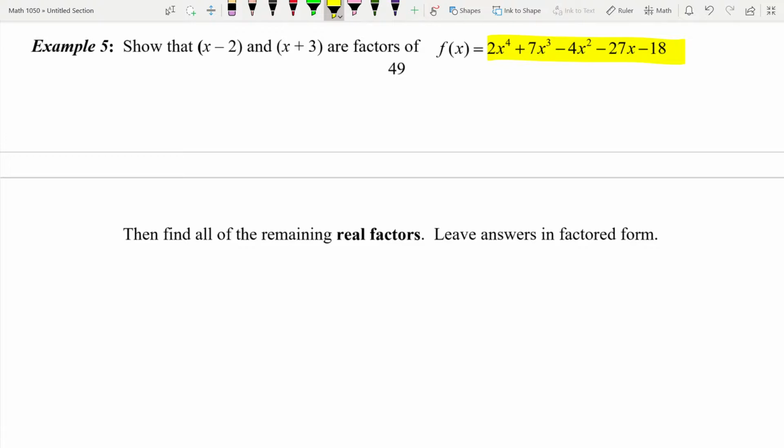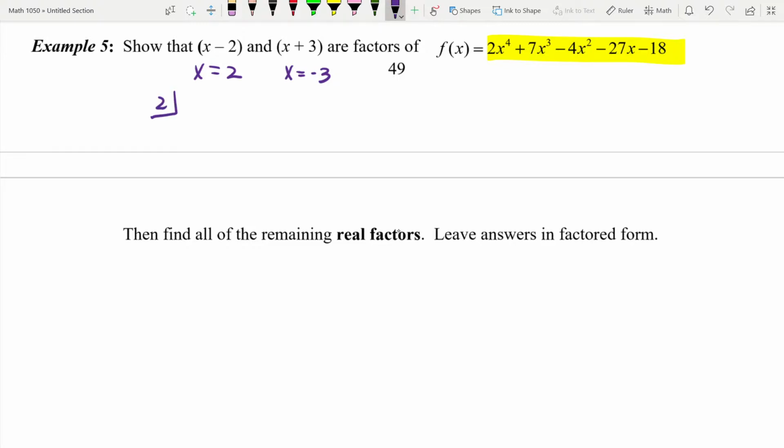Okay? Who says I understand? Raise your hand. Beautiful. Okay. X minus 2 is a factor, so x equals 2 is a solution. X plus 3 is a factor, so x equals negative 3 is a solution. It does not matter which one you start with, okay? So let's just start with the 2.